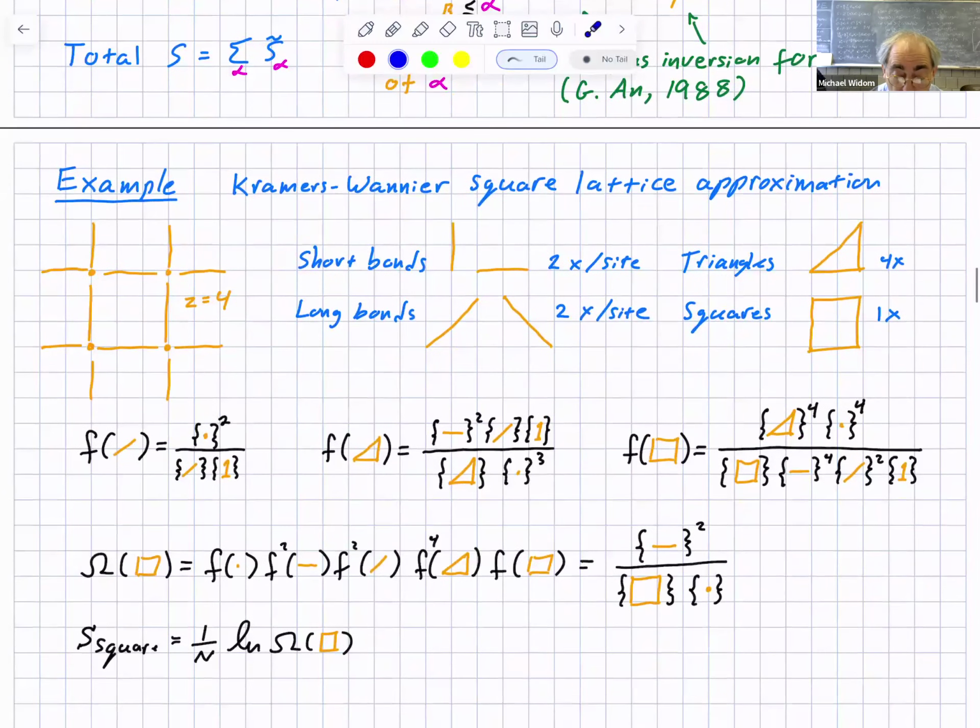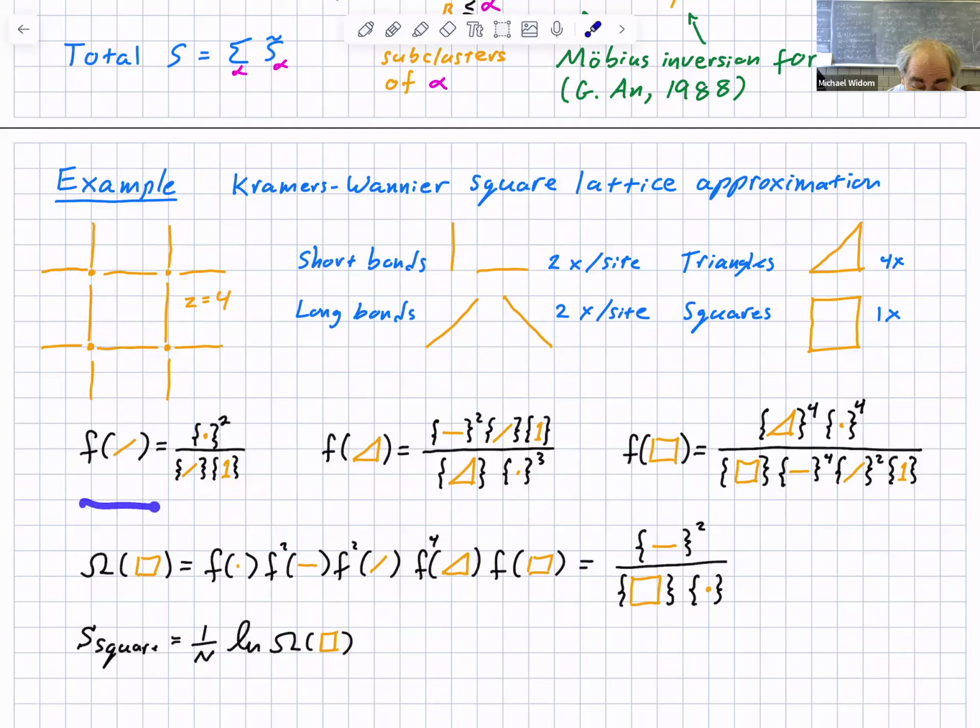Okay, let's work this out for another case. So let's do the Kramers-Wannier approximation for the square lattice. So a square has near neighbor bonds. They come in two sorts, horizontal and vertical. And there are 2 such bonds per site. There are also triangles. So here, for example, is a triangle. And here's another triangle. There are 4 such triangles per site. There also are these long bonds contained within a square and the square itself.